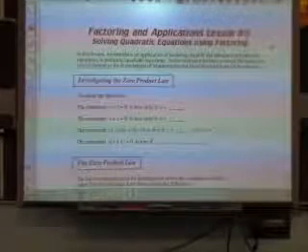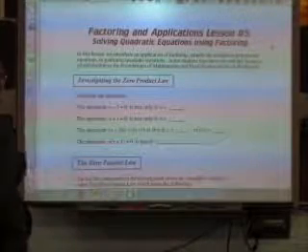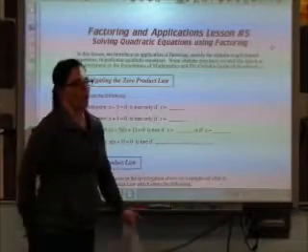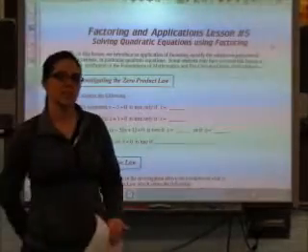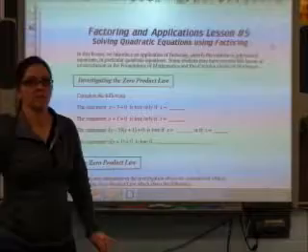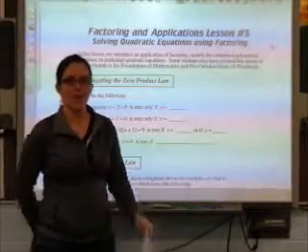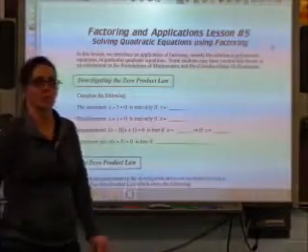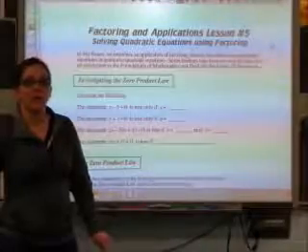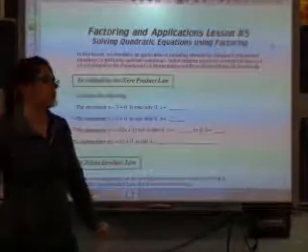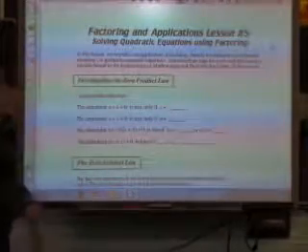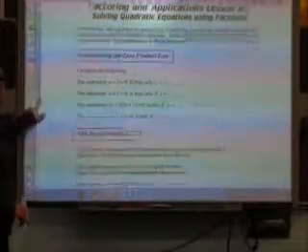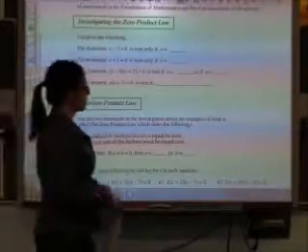Lesson number 5 looks at solving quadratic equations using factoring. So all of the stuff that we've seen up to this point has just been a quadratic expression. The x squared plus 5x plus 6, we factored the expression. Now we make it into an equation, so we let it equal something and we solve for x. So what we're going to look at first is something called the zero product law.